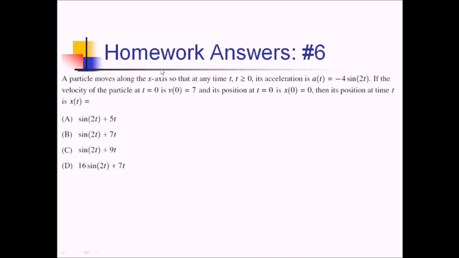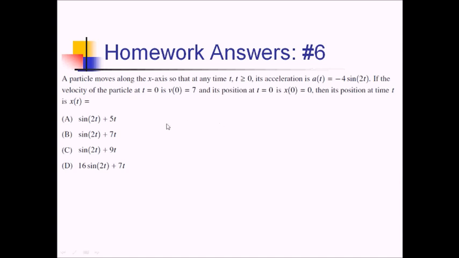For this one, we have a particle moving on the x-axis with an acceleration given by negative 4 sine of 2t. If the velocity of the particle at time 0 is 7, and its position is 0, we want the position at time t for any t value. So we want the general formula for x of t. So we're starting with acceleration. We have to get to position. That means we have to go antiderivatives 2 steps.